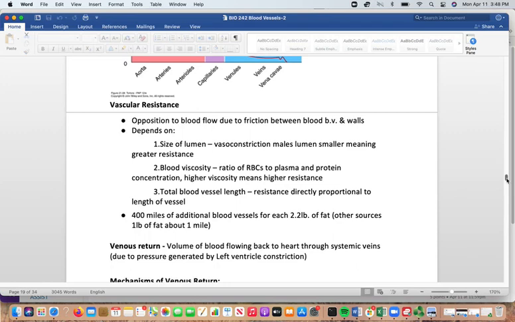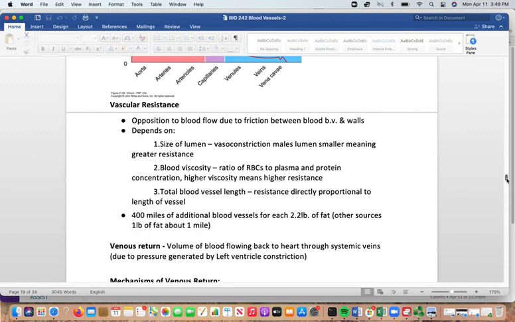Blood viscosity looks at the ratio of the plasma and proteins to the red blood cell concentration. So higher viscosity is going to mean higher resistance. For this, think of honey versus water, how much resistance honey has to flowing versus water. Honey is more viscous. And then the total blood vessel length. So the resistance is directly proportional to the length of the vessels.